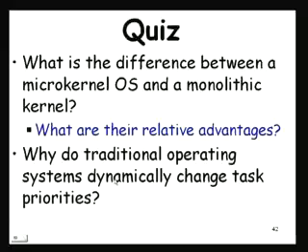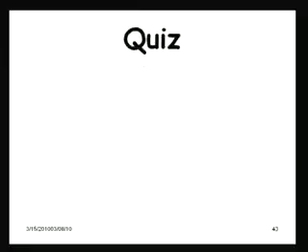Okay, now let us go to the next question. Why do traditional operating systems dynamically change task priorities? Yeah, exactly. They change the task priorities at the end of every time slice, because the IO bound processes have to be given a higher priority. So, if something is doing IO, its priority keeps on increasing, and if it is a CPU bound task, its priority keeps on decreasing. The idea is that the IO channels should be kept busy, so that the average response time improves.